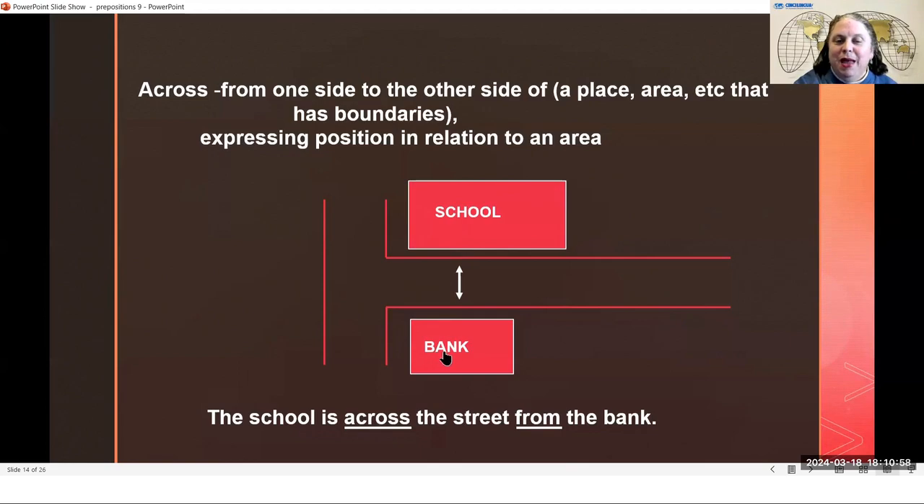So here is the bank, and where is the school? If I'm at the bank, the school is across the street. If I look to the other side of the street, then I will see the school. It is across the street. I'm expressing the position of the school in relation to the bank. The school is across from the bank. It is across the street from the bank. But the school is not moving and the bank is not moving. We're just telling the position of the school in relation to the position of the bank. The school is across the street from the bank.